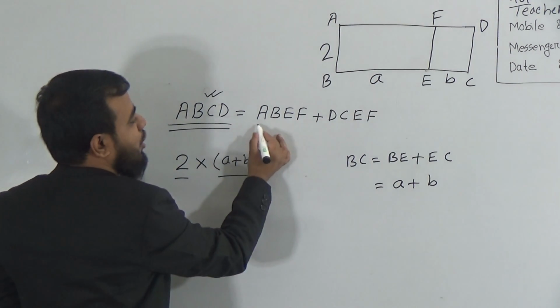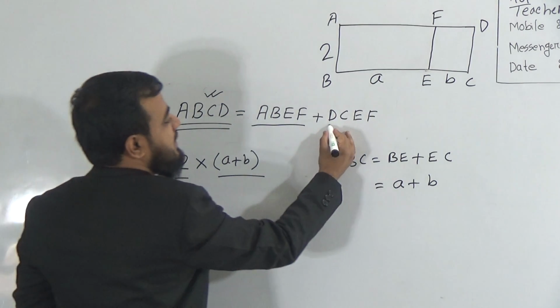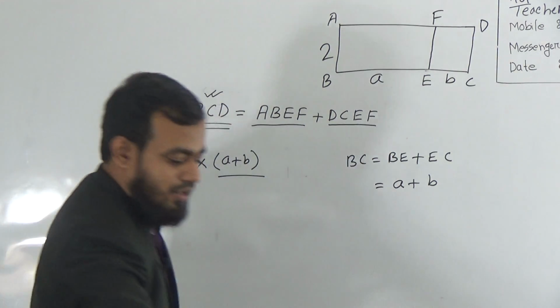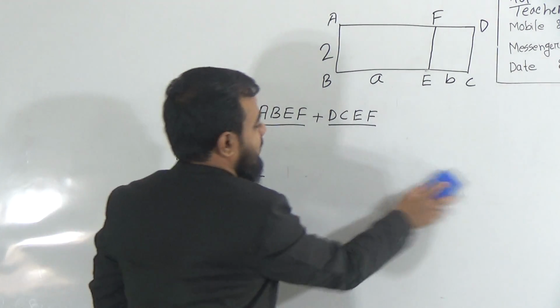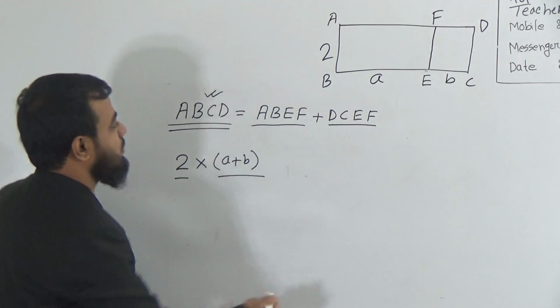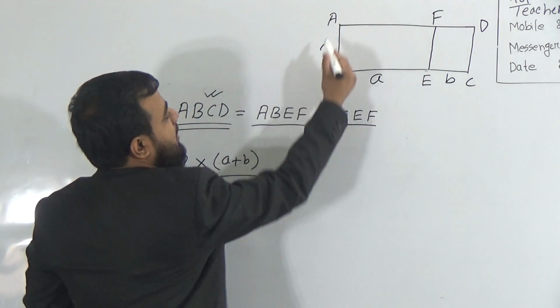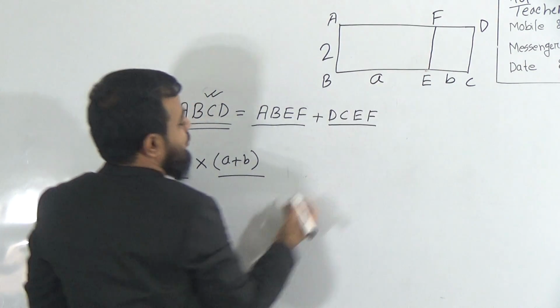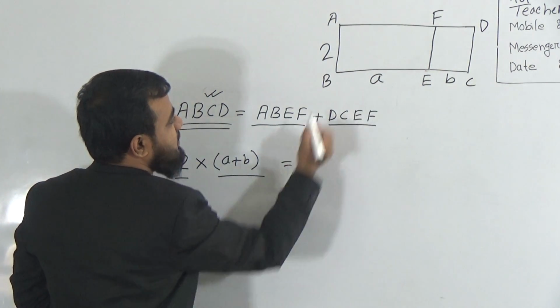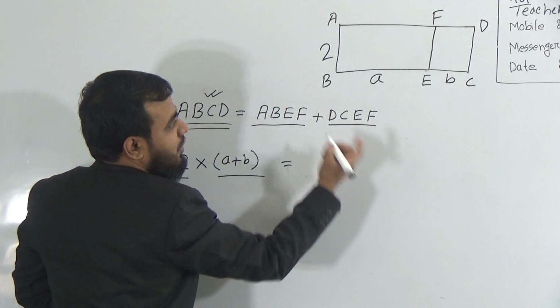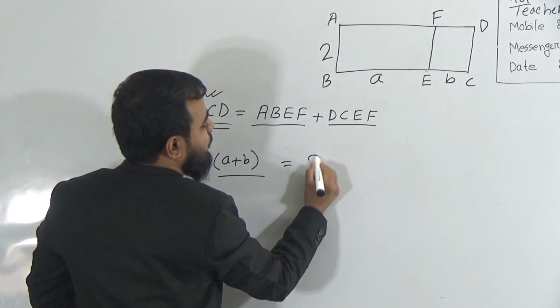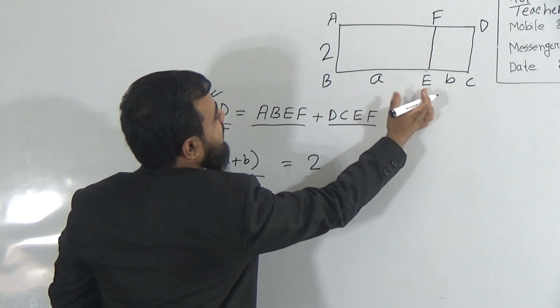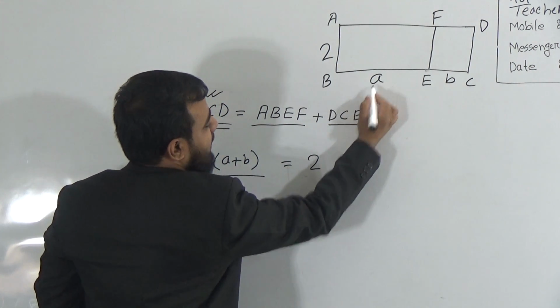Now find out the area of ABEF and DCEF. We need to find out these two areas. Now dear students, find the area of ABEF. It is the length multiplied by the width. The length is again 2. The width is BE, right? BE means A.